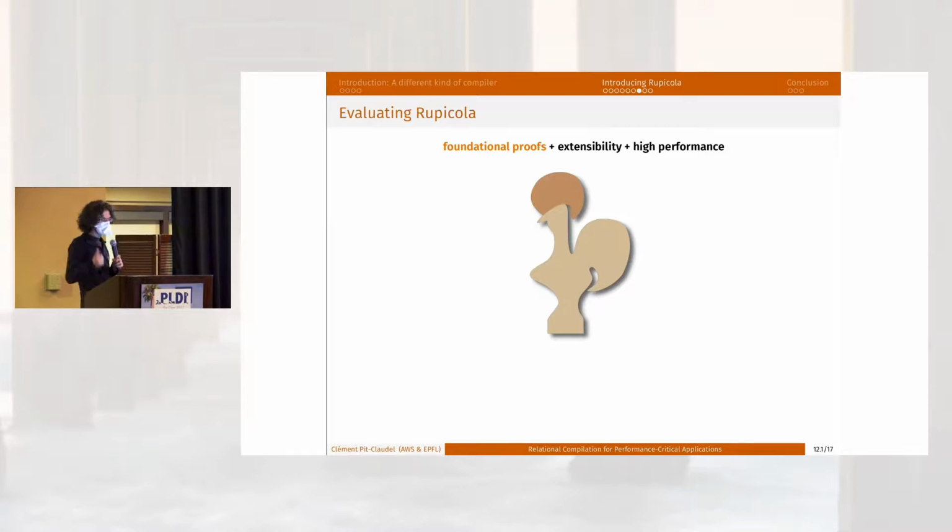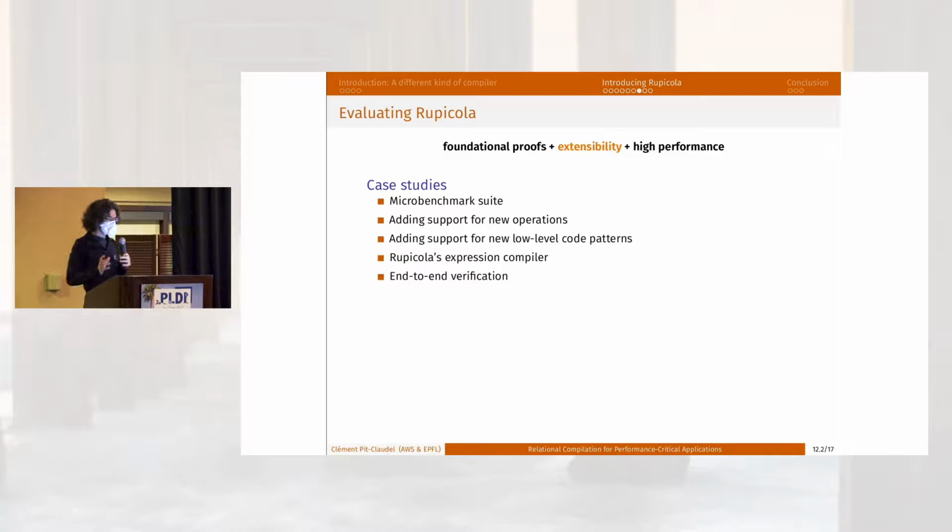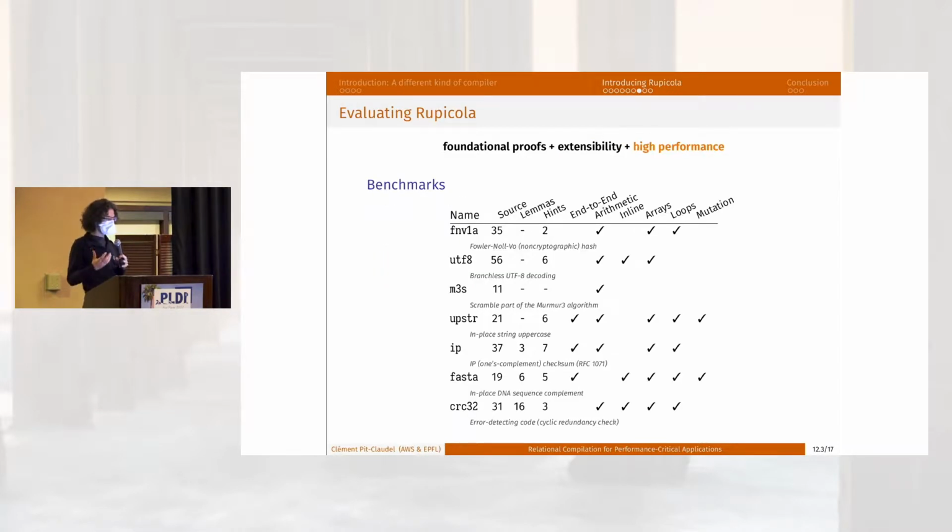So I said that Rupicola was designed to be sound, extensible, and fast. And these are the axes against which we evaluated it. The first one is soundness, and here we just did everything inside of the Coq proof assistant so that all derivations that Rupicola produces are actually checked by Coq's kernel. Extensibility and modularity are fuzzy concepts, so we use mostly case studies. And then performance is easier to evaluate. You can just take C programs, rewrite them in Rupicola, compile them back, and then measure the resulting performance.